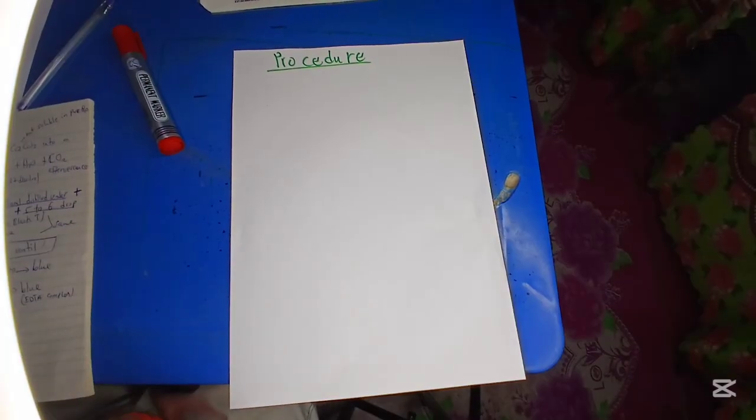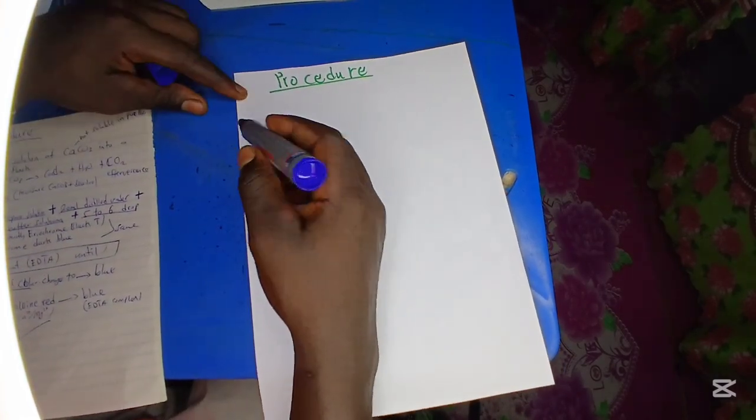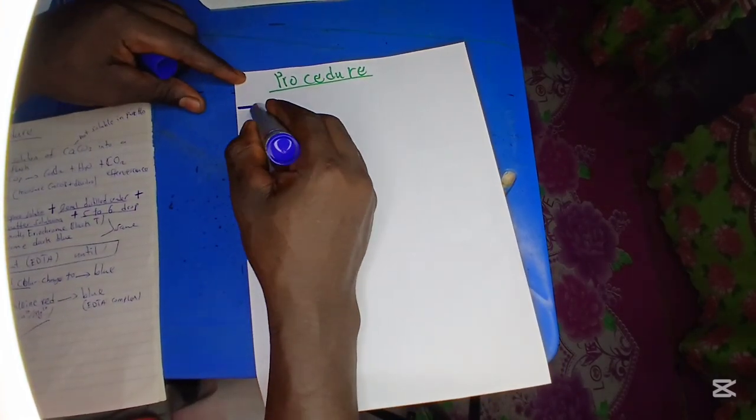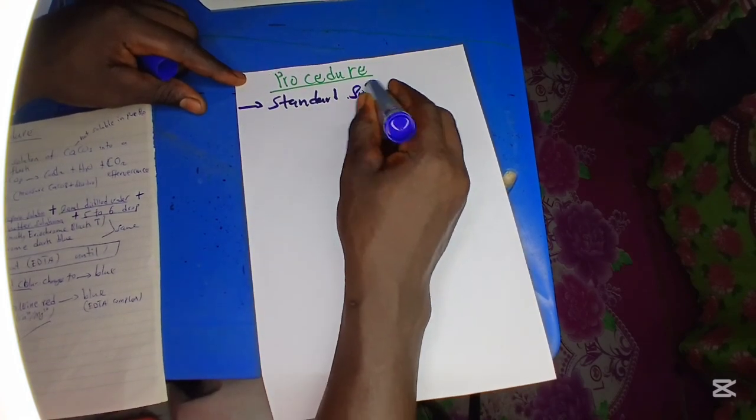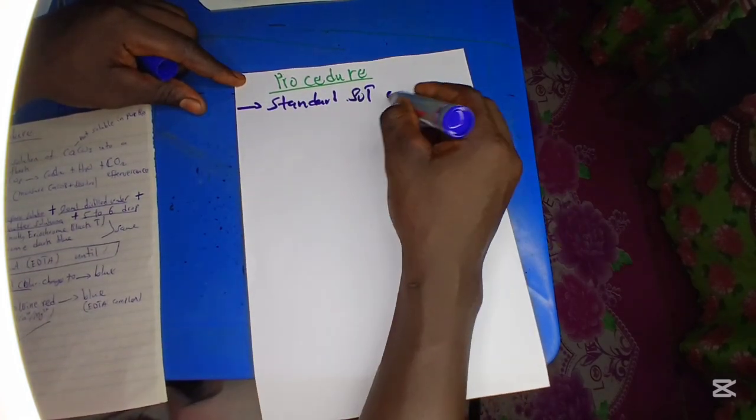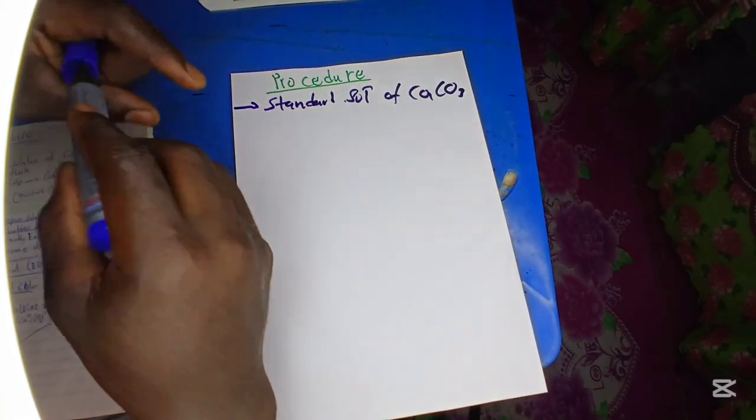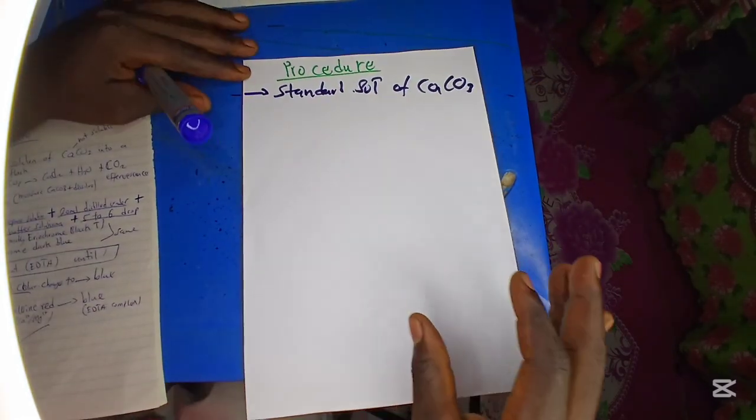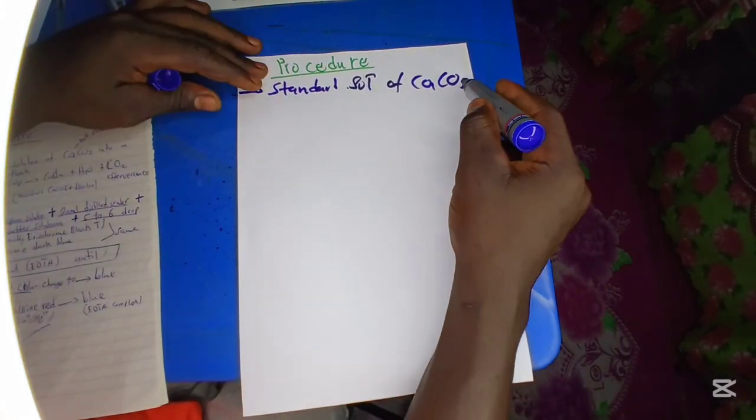Now, procedure. First of all, we form a standard solution that contains calcium ion. First of all, a standard solution that contains calcium carbonate. But one thing you have to do is just listen to your demonstrator for this lab, or your TA for this lab, and you'll be fine.